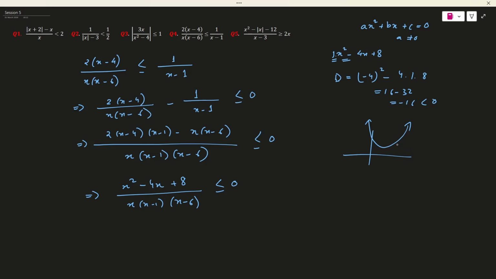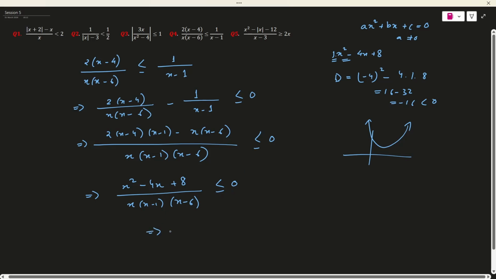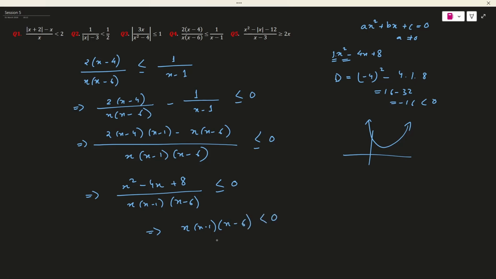That means this will always be positive and I need less than or equal to 0. This will never be equal to 0. This means x, x minus 1, x minus 6 is less than 0. From this step to this step that I have come, you must know about this thing. I will explain all these things in detail when I teach about quadratic equations, linear and quadratic equations which come under the top branch of algebra.